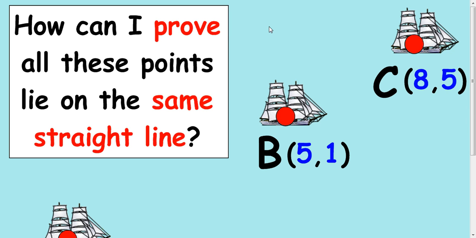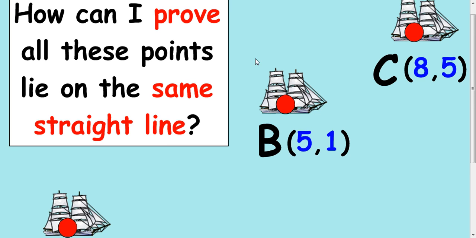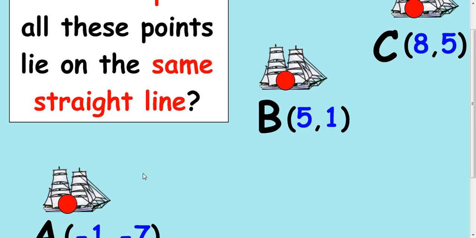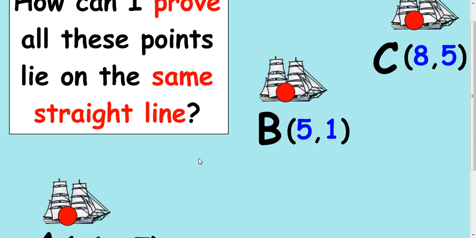In this lesson we're going to prove that 3 points lie in the same straight line. That's to say that they're collinear. So how can we do that? How can we prove that these 3 points lie in the same straight line?